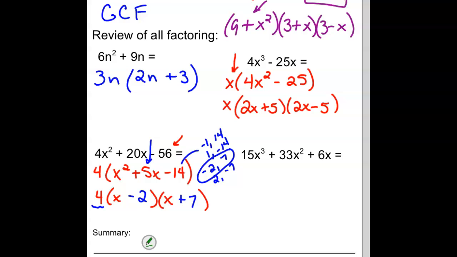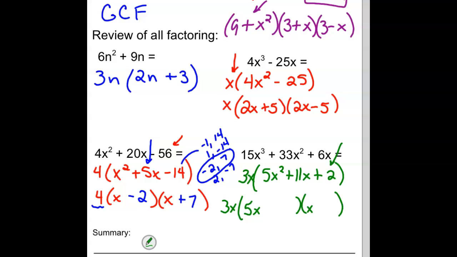All right, you should have pulled out a 3x as your GCF. That leaves us with 5x squared plus 11x plus 2. Once again, we have a trinomial. This time we do need to split our 5x squared into a 5x and an x.